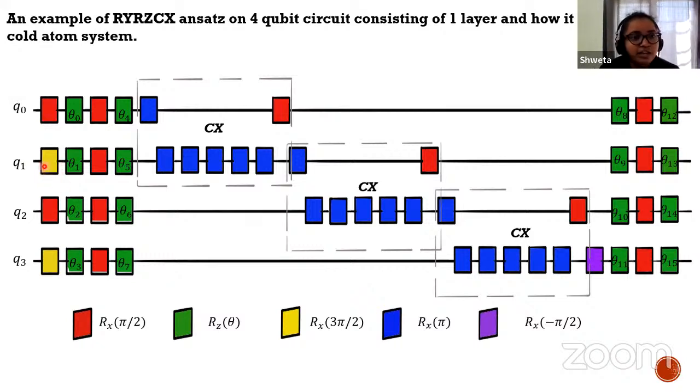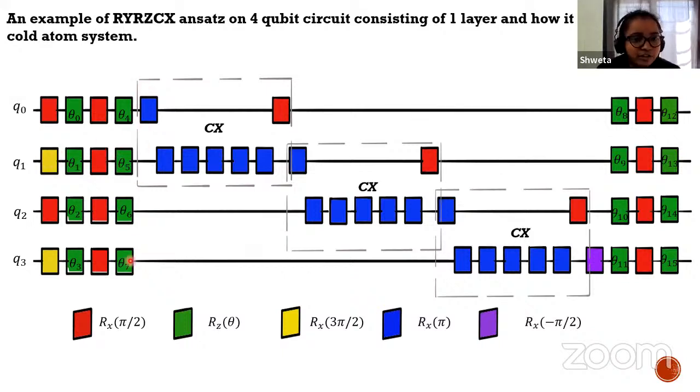For that, we can apply an RX 2 pi pulse, but when it combines with the RX minus pi by 2 pulse, it will give an RX 3 pi by 2 pulse, an RX 3 pi by 2 gate. And as you can see, Q0 and Q2 will have the same initial gates here. They will have these gates in succession, and also Q1 and Q3 will have the same gates applicable.